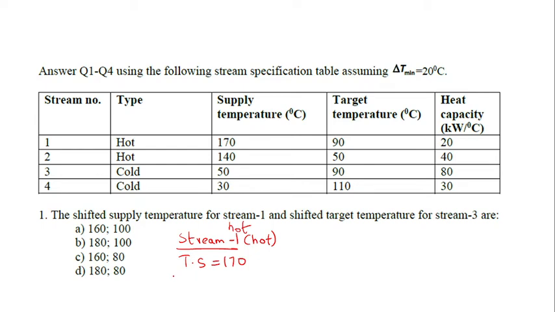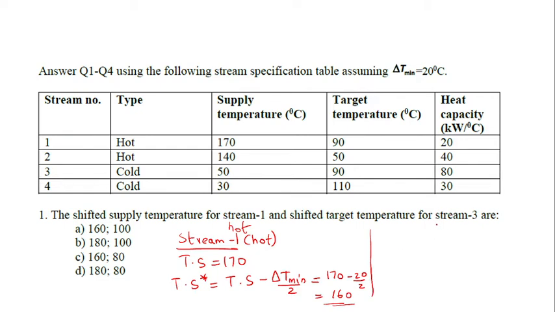So the shifted supply temperature is given by Ts star, which is equal to Ts minus delta T minimum by 2, which is equal to 170 minus 20 by 2, that is 160.